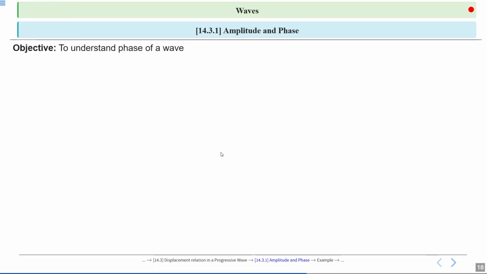Now, understand the phase of a wave. Phase describes the state of motion of a wave. In other words, it tells us exactly where the wave is in its cycle, whether it's at a crest, trough, or somewhere in between.